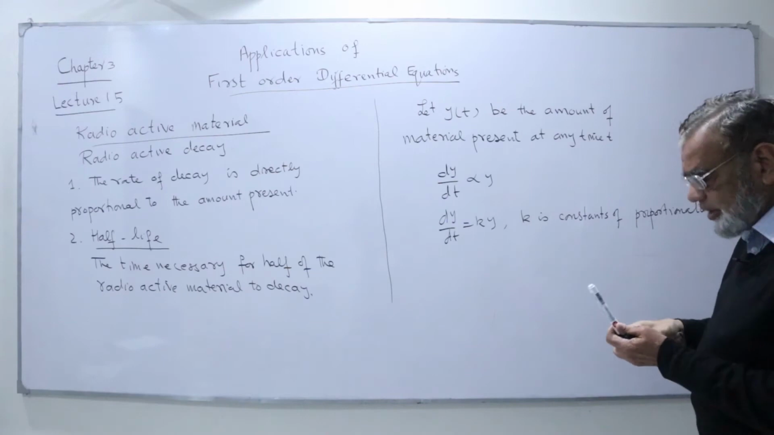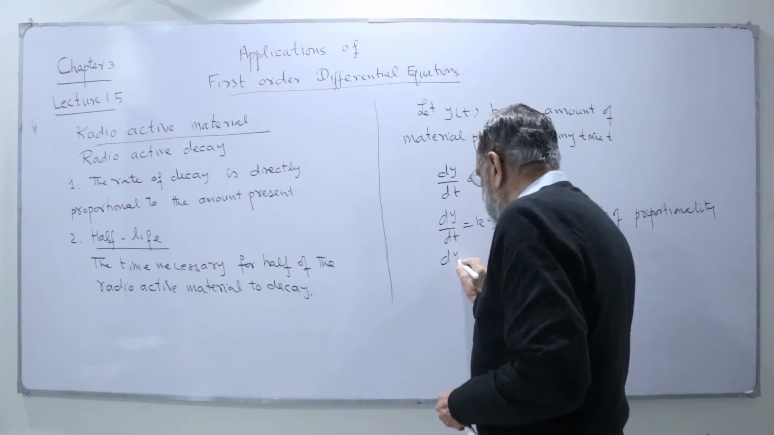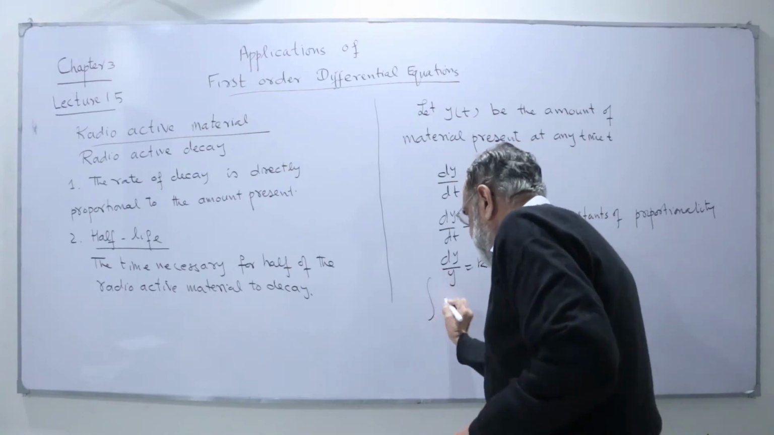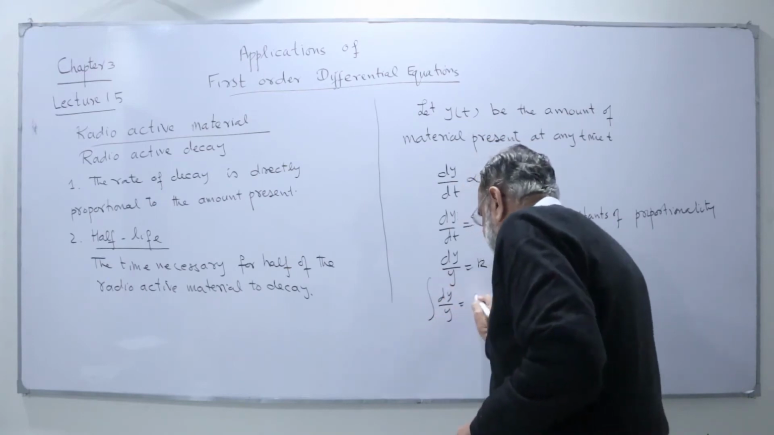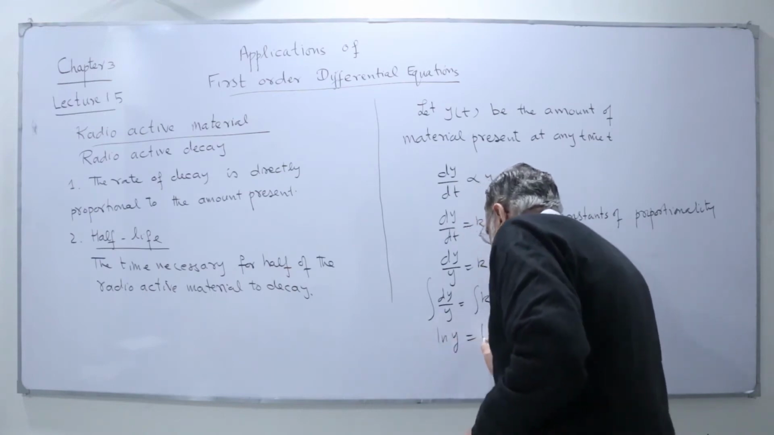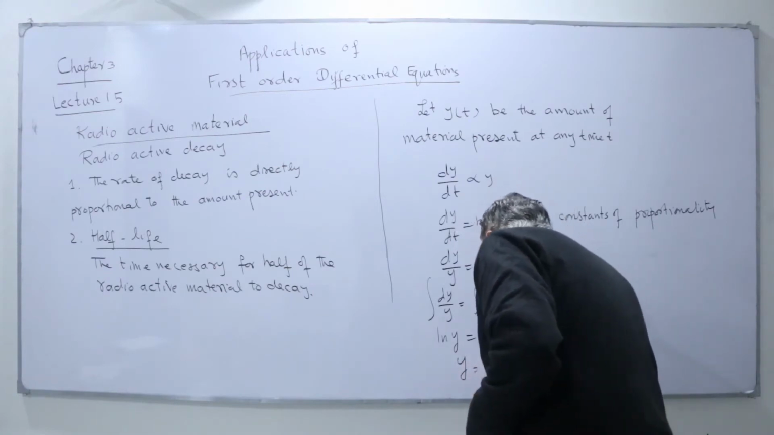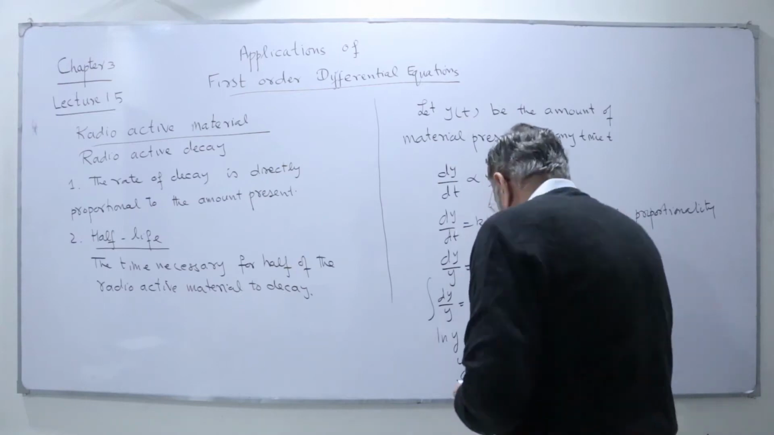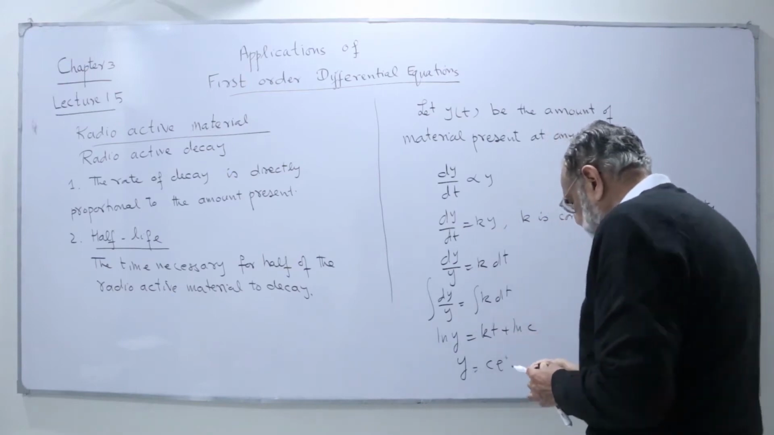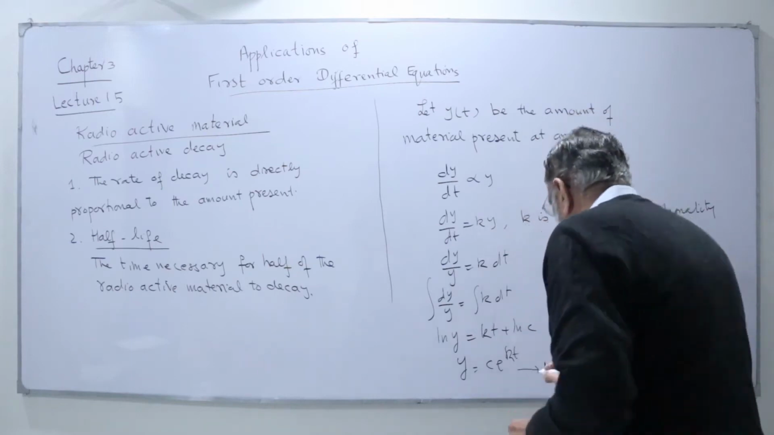Now we want to solve this equation, and we use separation of variables. We can write dy/y = k dt. Variables are separated. We take the integration of both sides. So we get ln y = kt + ln c. Then we simplify this and get y = c e^(kt), and we say this is my general solution because we have the constants of integration c and k. This is my equation 1, and this is my general solution.